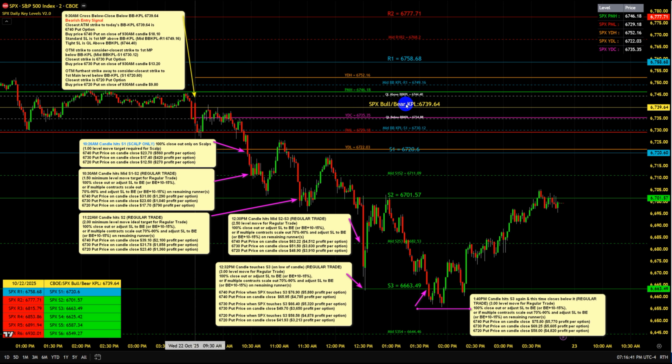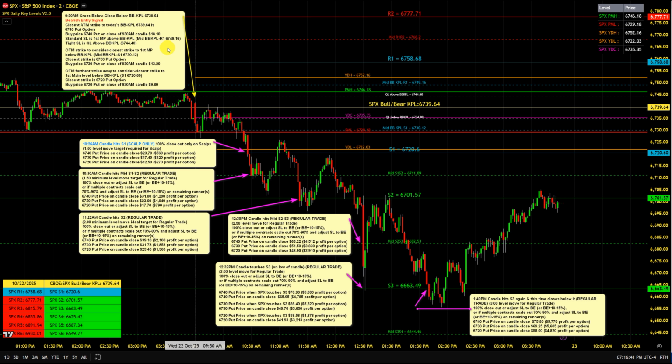And since it's a bearish entry signal, that would be a put. So we look to the 6740 put, and we look to today's 0 DTE, which means 0 days to expiration for those that are not familiar with that term, which means that that option expires at the market close today.